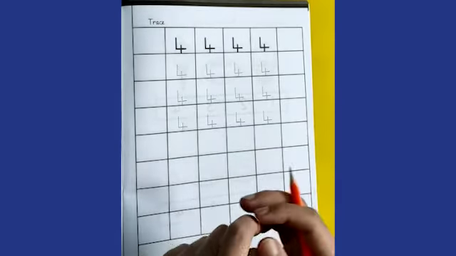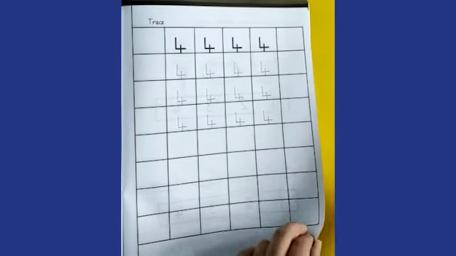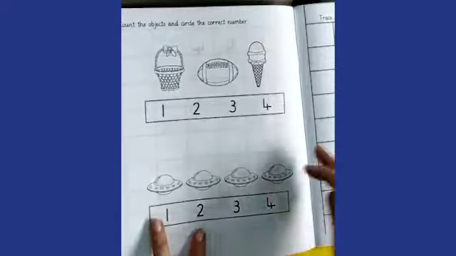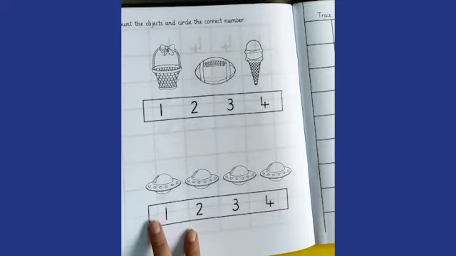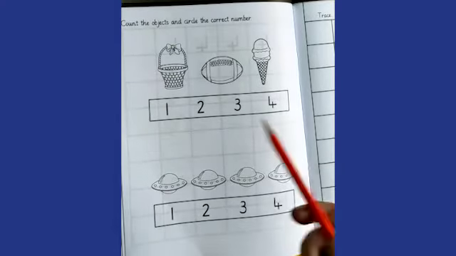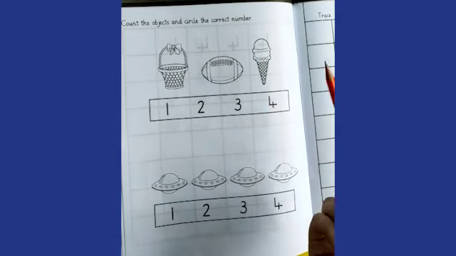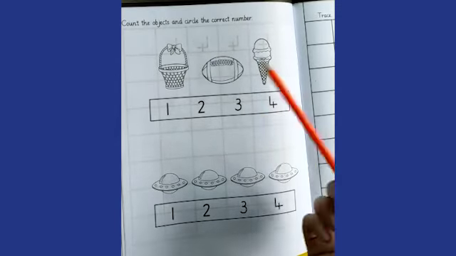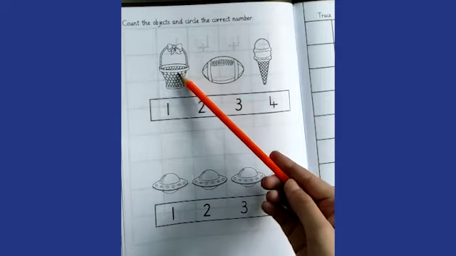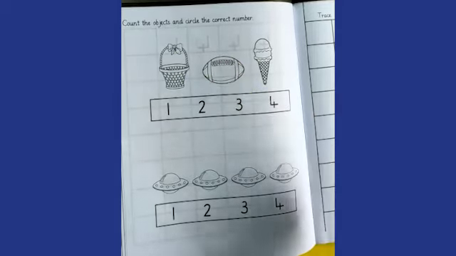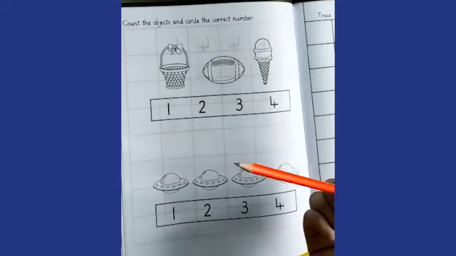We complete page number 13. Okay, open your page number 14. Count the objects and circle the correct number. How many objects? Count them. 1, 2, 3. And where is number 3?